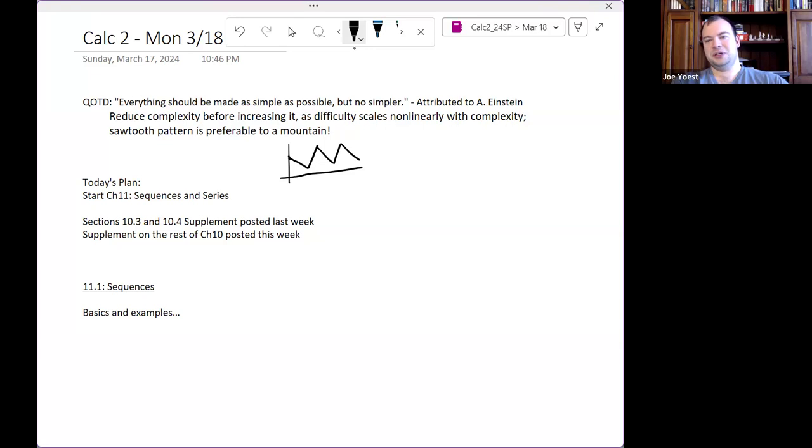We don't want to just increase complexity a whole bunch and then try to make our way down the other side. It's going to be much more difficult to handle.